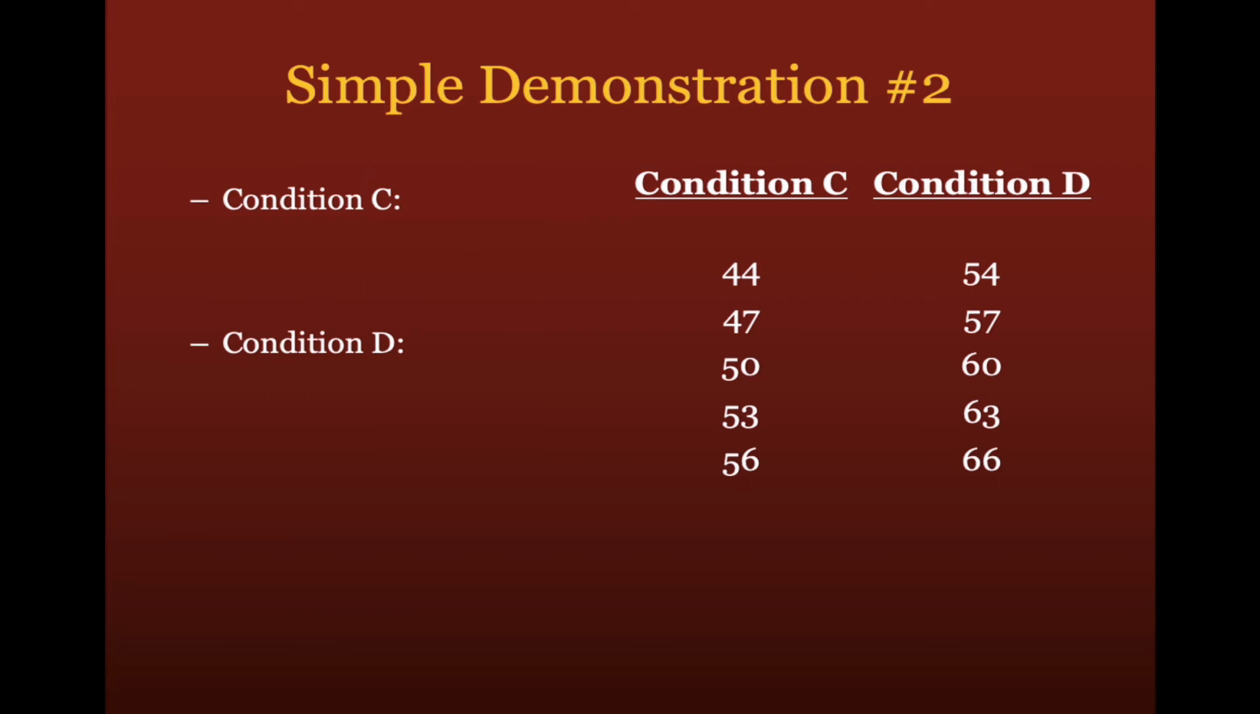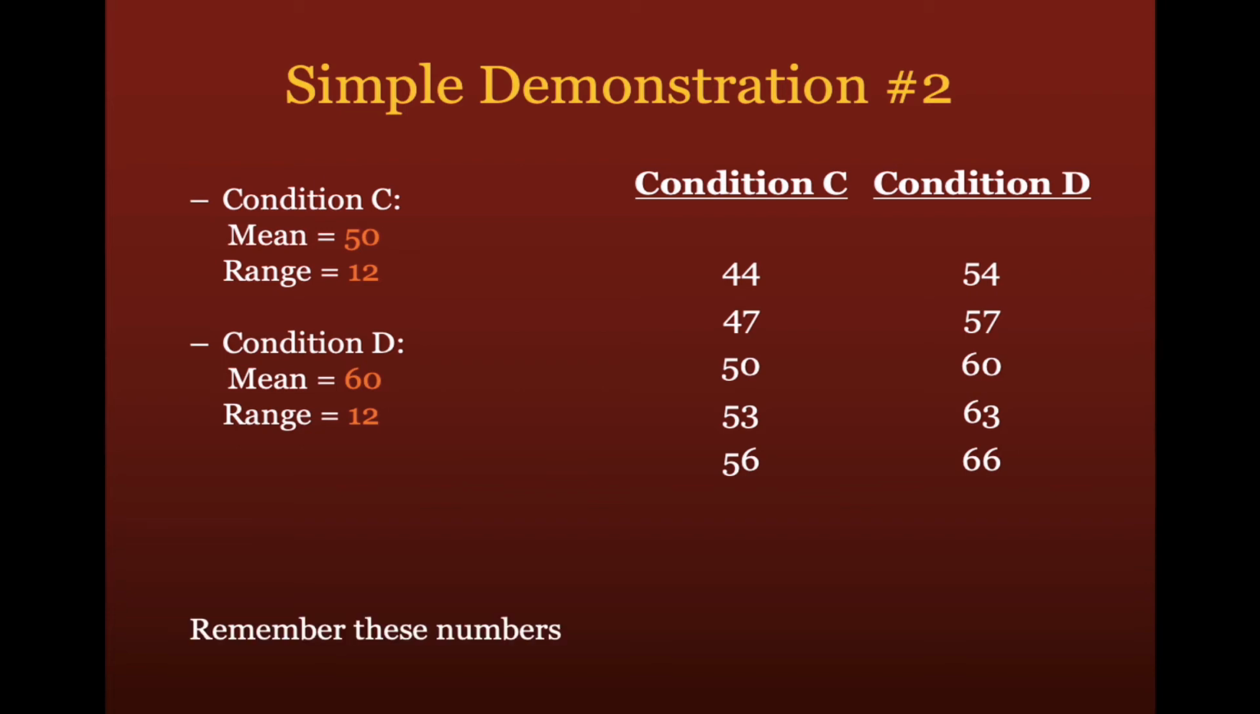All right, so for condition C, the mean again is 50. Now the range is 12. For condition D, the mean again is 60 and a range of 12. Hang on to these numbers.